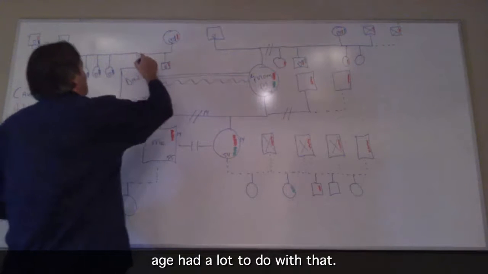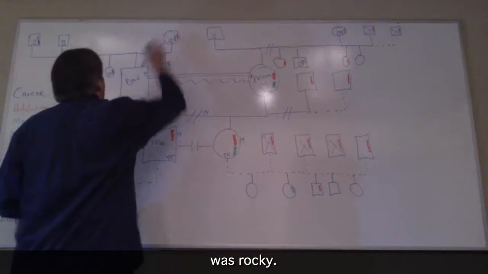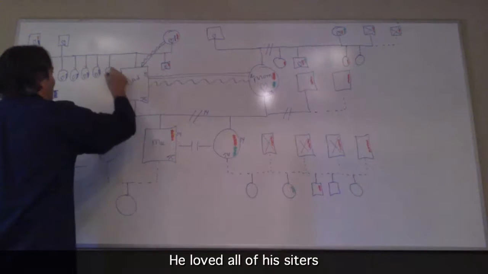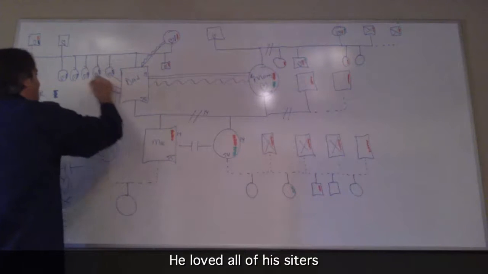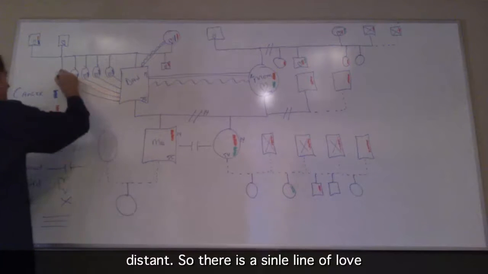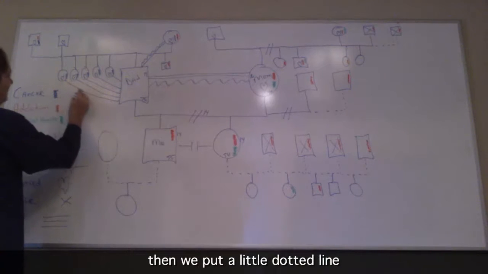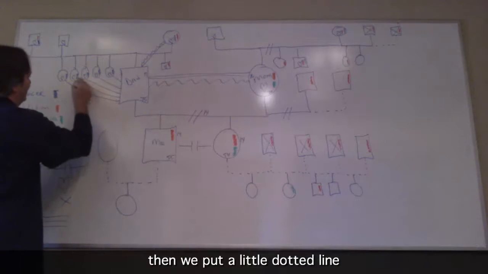My dad's relationship with his mom was rocky, and he loved all of his sisters, but they were all kind of distant. So there's the single line of love, and then maybe put a little dot that they were distant.